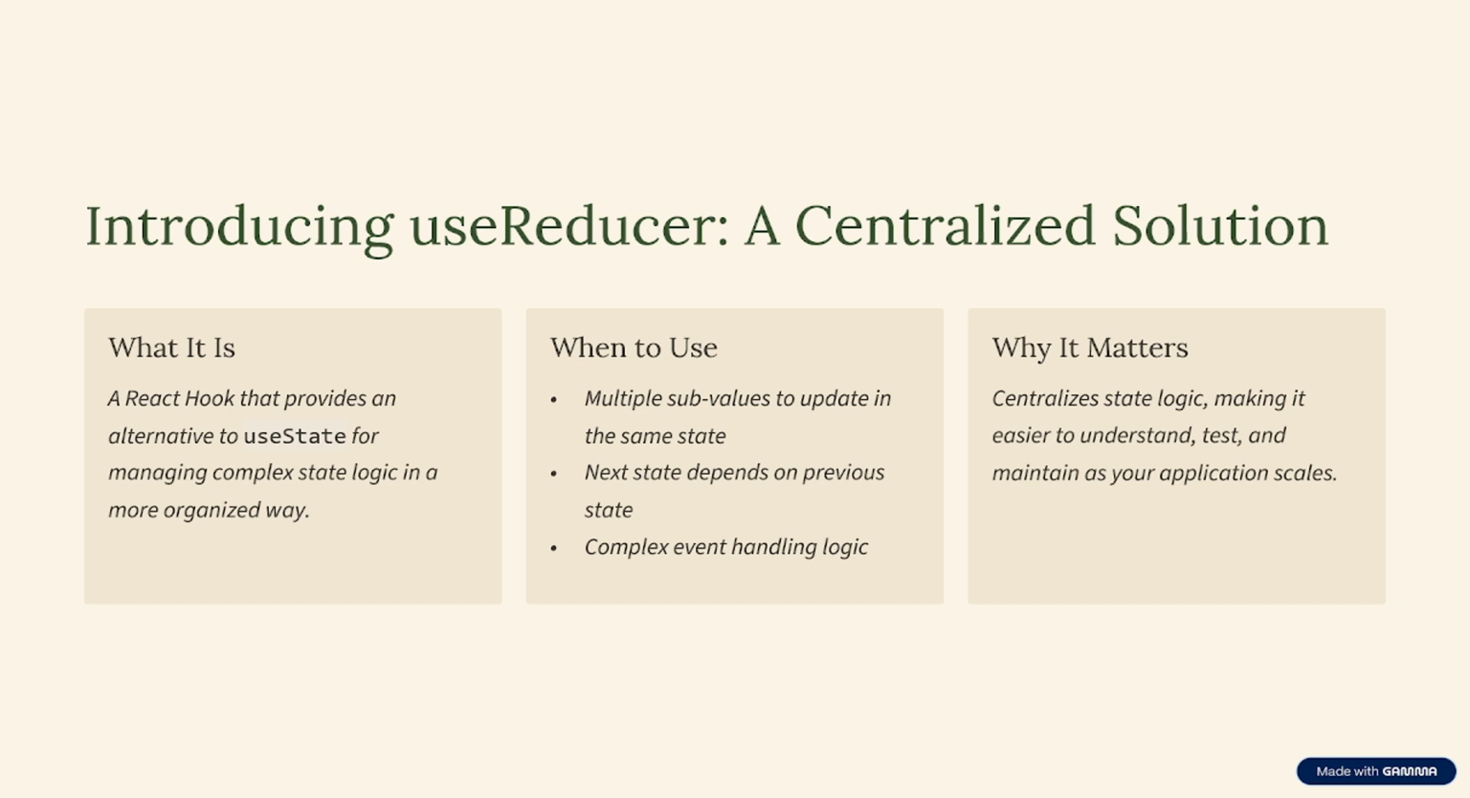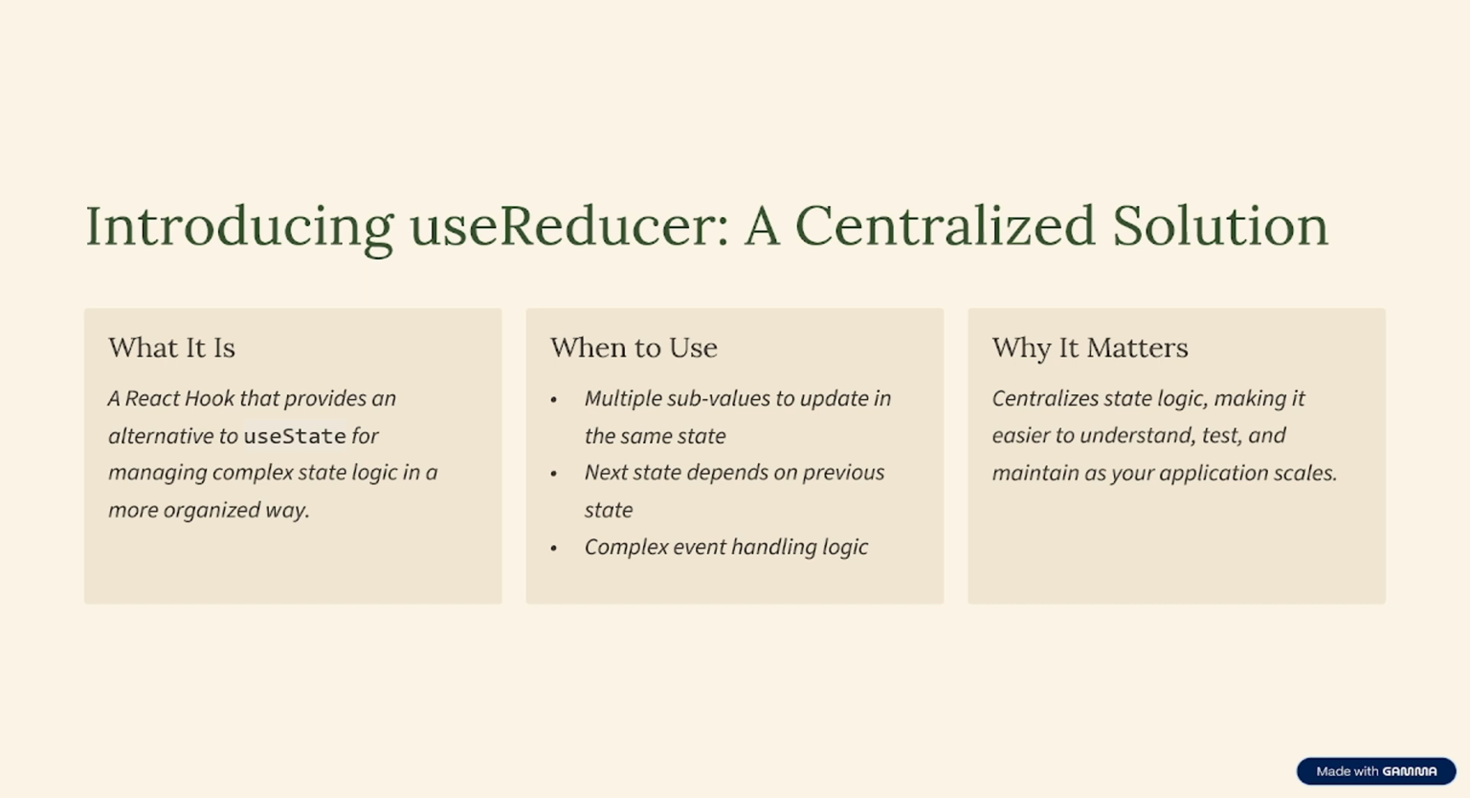Now introducing useReducer, a centralized solution. It is a React hook that provides an alternative to useState for managing complex state logic in a more organized way. We use it when multiple sub-values need to be updated in the same state, when the next state depends on the previous state, or with complex event handling logic. Why it matters: centralized state logic makes it easier to understand, test, and maintain as your application scales.